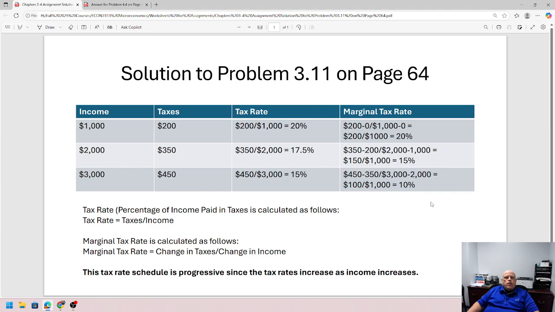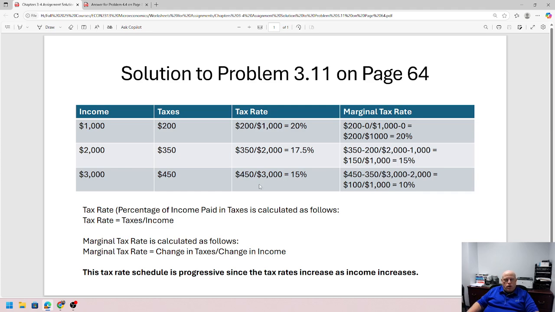Okay, so basically in this table here that I'm showing you, it shows what calculations you should have made. To get the tax rate, you would just take the taxes over the income, and for that first one, it would be 20%. Just $200 over $1,000, which would be 20%. Then on the second one, it was $350 divided by $2,000 income, which would be 17.5%.